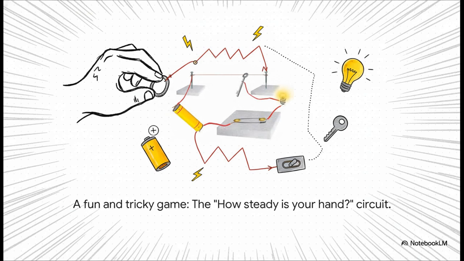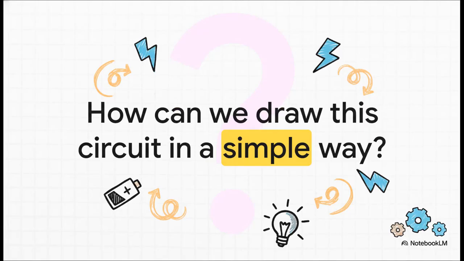I'm sure you've seen this one before, right? The How Steady Is Your Hand game. It's actually a perfect example of a simple electric circuit. You've got your power, a switch, the whole deal. But imagine trying to draw this thing on paper. It looks pretty complicated, doesn't it? And that leads us to a really important question. I mean, there has to be a simpler way to draw all of these parts, right?